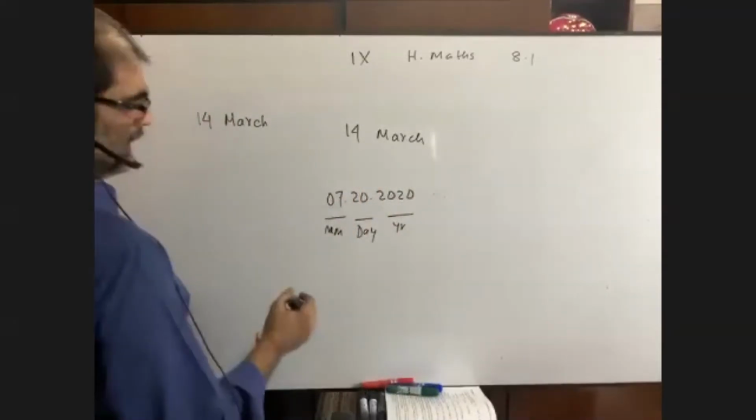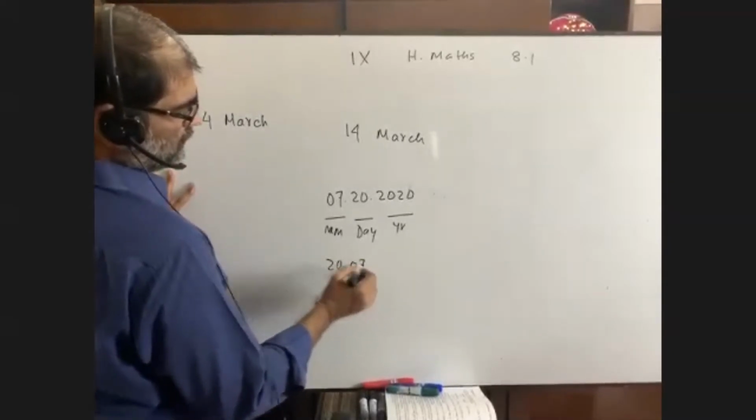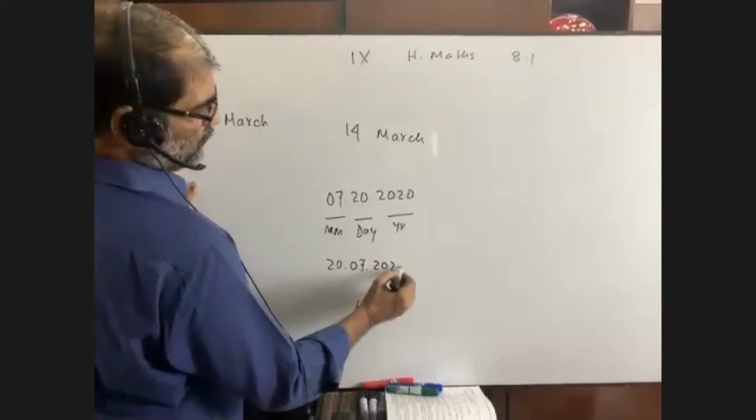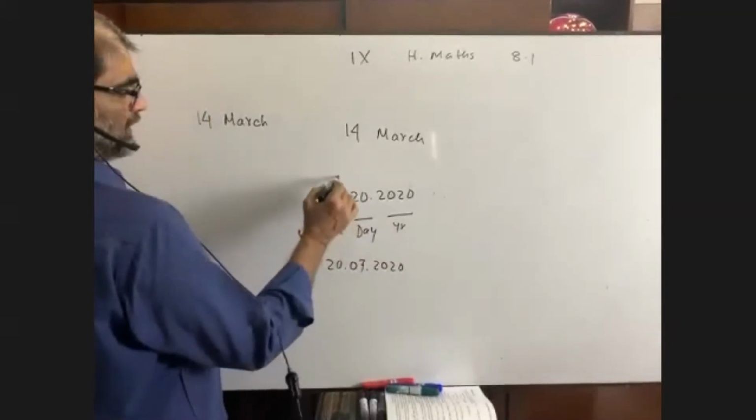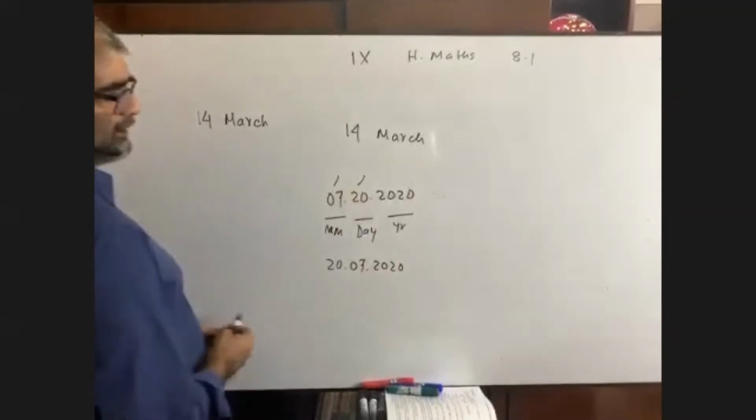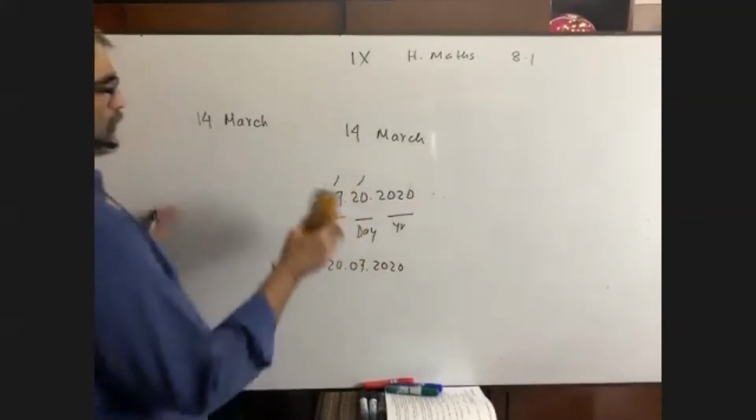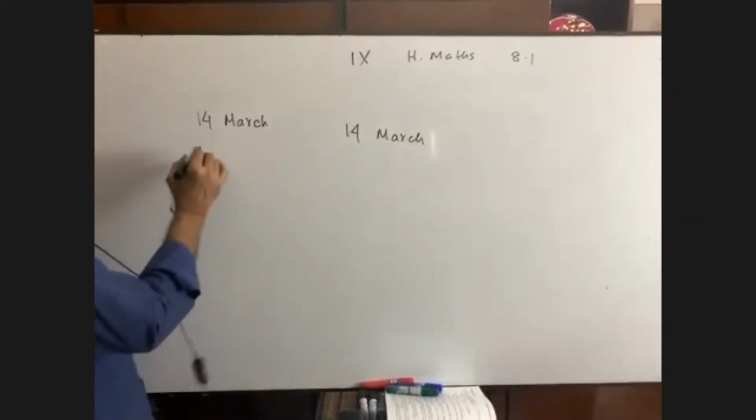But normally we are habituated to write down the date like this. But in computer, you'll see at first month, then day, then year. I think you've got me right. So 14 March, if we want to write it down.